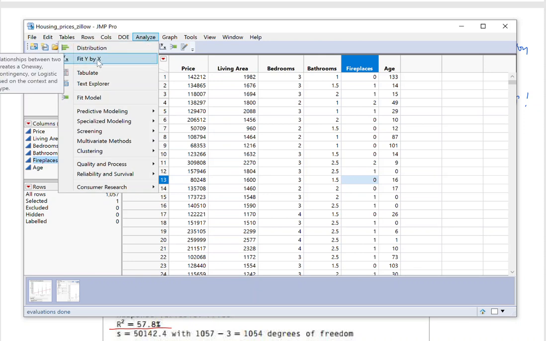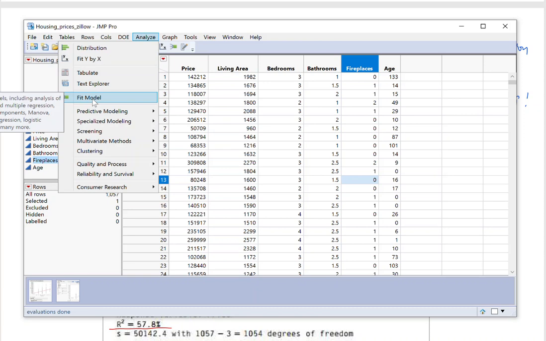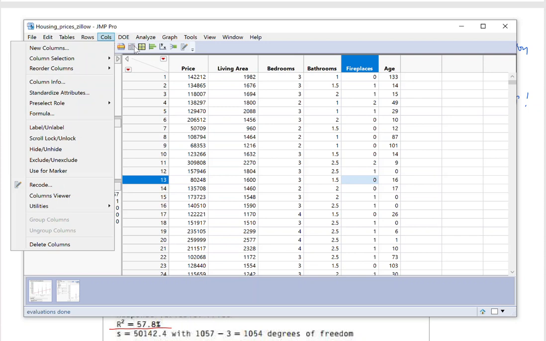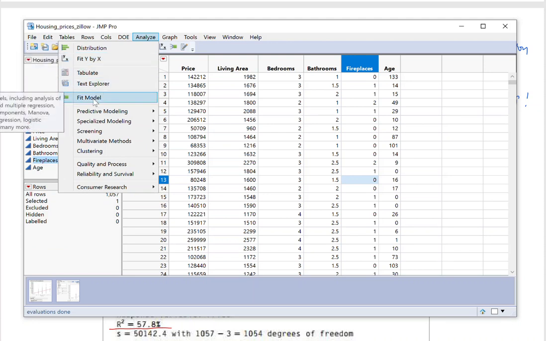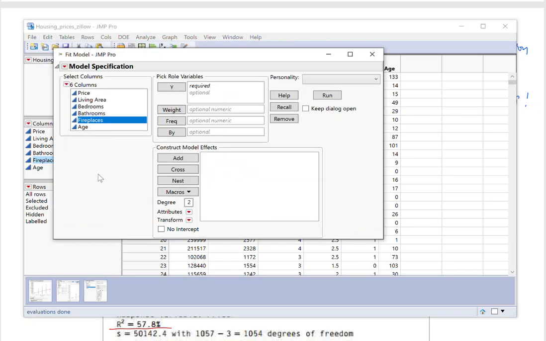If you want to fit the multiple regression, you need to go to Analyze, but you cannot use Fit Y by X because that is only for linear regression. Here you need to use Fit Model. Fit Model can be used for linear regression and for multiple regression. It doesn't matter which one you use, but Fit Y by X is only for linear regression.